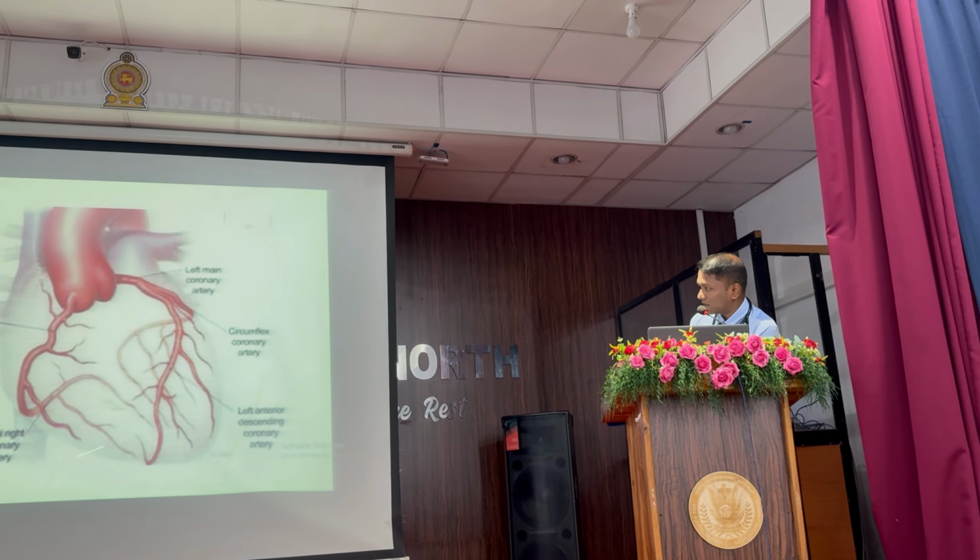So if you see, this is the RV marginal branch. So this supplies most of the right ventricle, and this is a conus branch, which is the main supply for basically the SA node. And there will be another branch coming from here at the bifurcation, which is the AV nodal branch, which supplies the AV node.